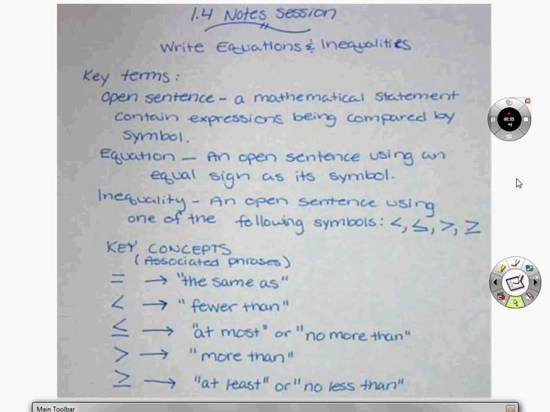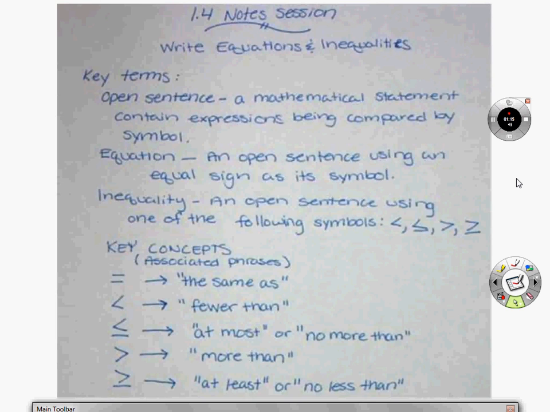Alright, now, in 1.3, what we did is we looked at different phrases and how we could translate those into expressions. We looked at what words tell us to do adding, or what words will tell us to do subtracting, multiplying, or dividing.